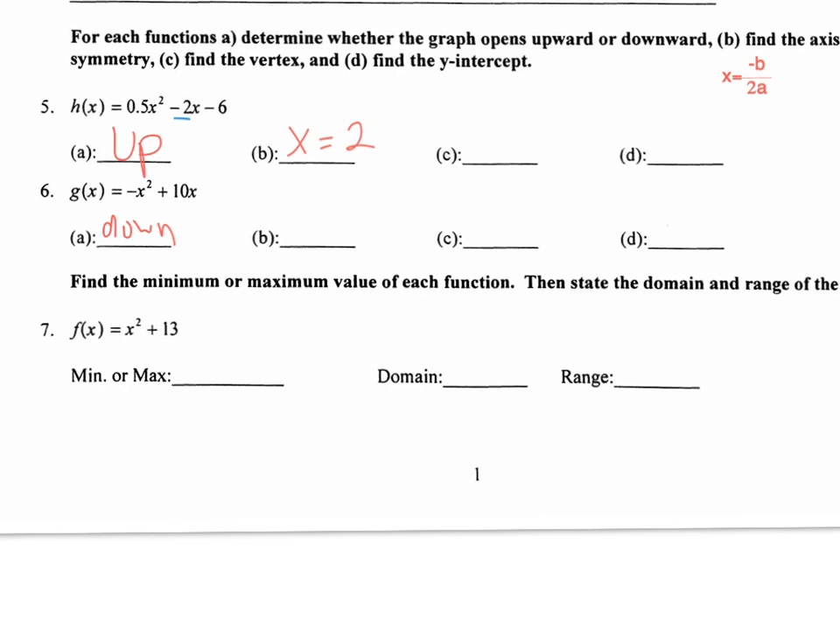So since I already know that the x value of the vertex is 2, and I need the y value of the vertex, remember a vertex, and that's what they're asking on part C, find the vertex. A vertex is a coordinate, an x and y value. I already know that my x value is 2. All I need to do is find my y value. And the way to do that would be to plug it in.